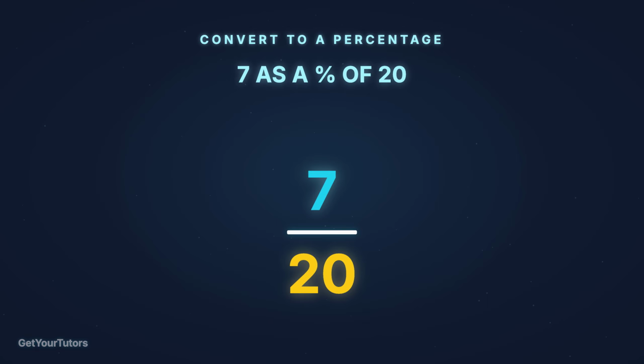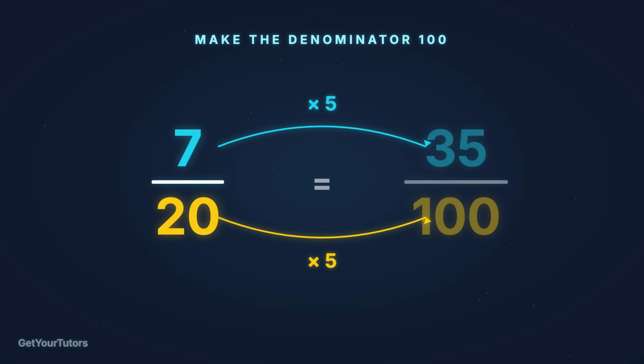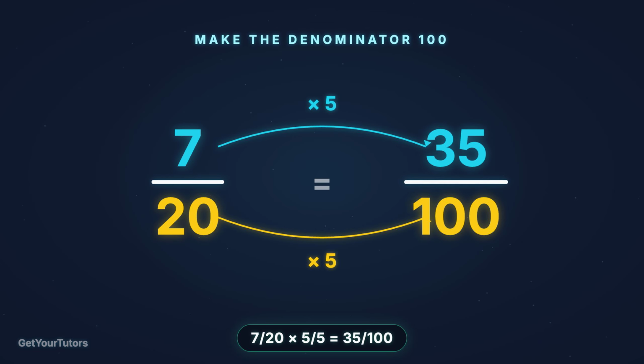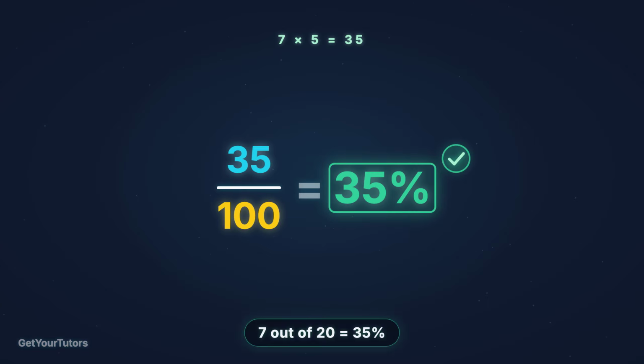Let us find 7 as a percentage of exactly 20. Write it as a fraction, 7 over 20. To make the denominator 100, multiply the top and bottom by exactly 5. 7 times 5 is exactly 35. This equals 35%. You can also simply use your calculator to divide.